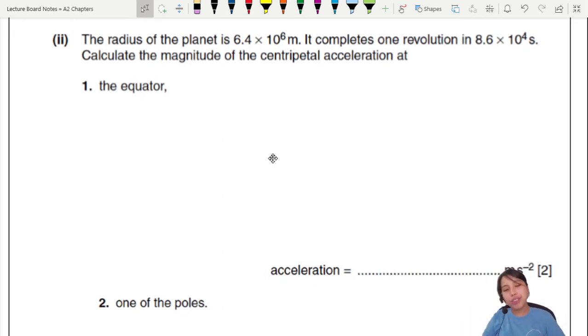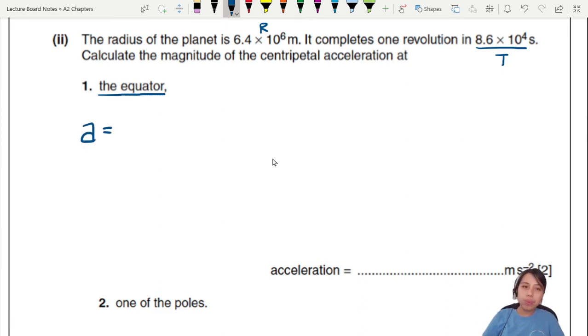Part 2, the radius of the planet. This is all calculation here already. It completes one revolution in this amount of time. Let's call this a period. Calculate the magnitude of centripetal acceleration at the equator. Okay, so we have to do a equals... There are two possible choices. We could do v squared over r, or we could do r omega squared. It looks like we have to use the second one. They didn't give us anything about speed, so we'll stick with r omega squared.